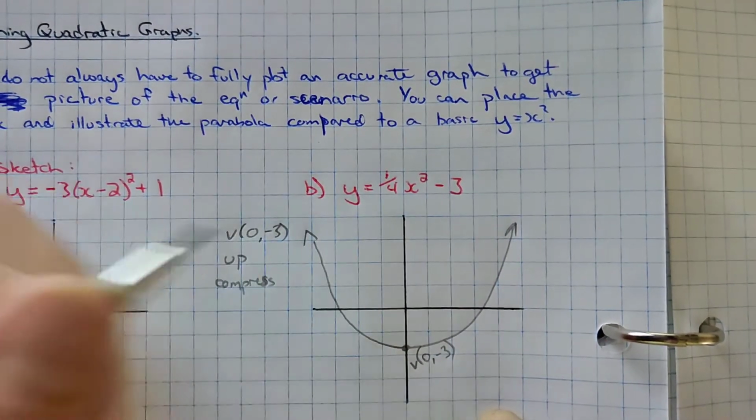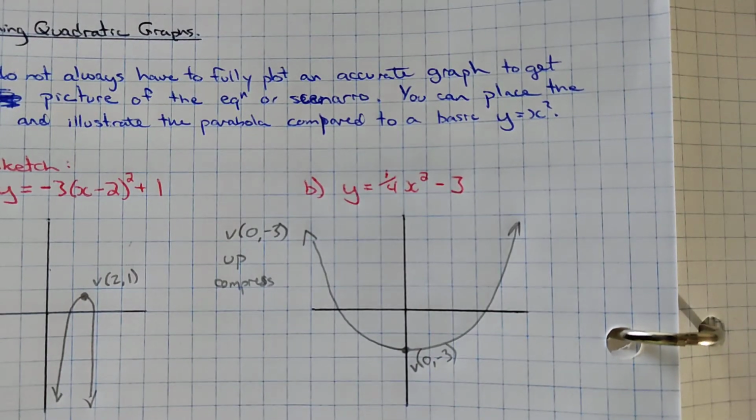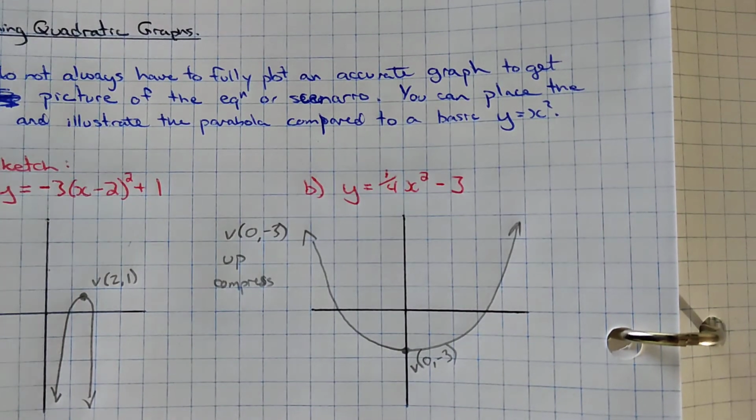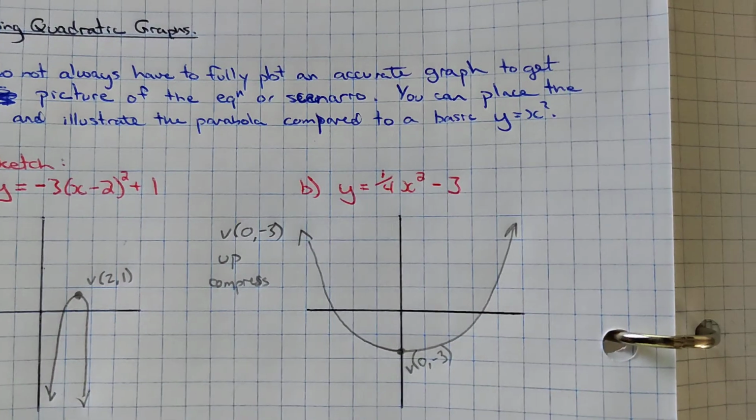And so maybe I have something like that. So we're just accentuating narrow or wide. We are opening in the right direction, and then we're just labeling the vertex just to give us an idea of what the graph could look like.